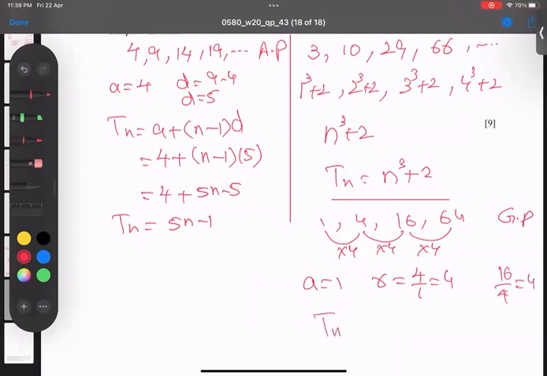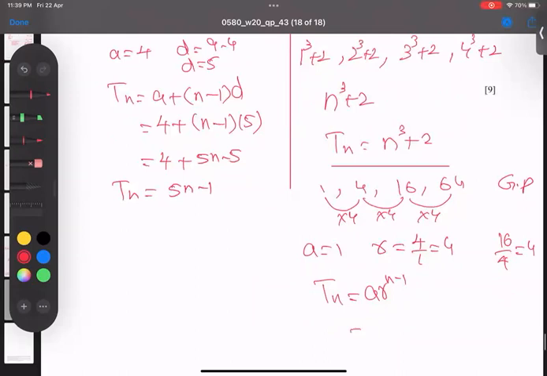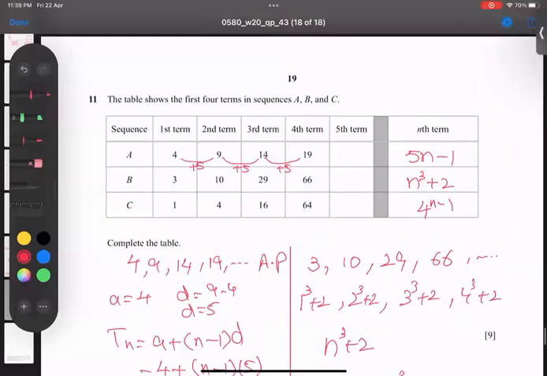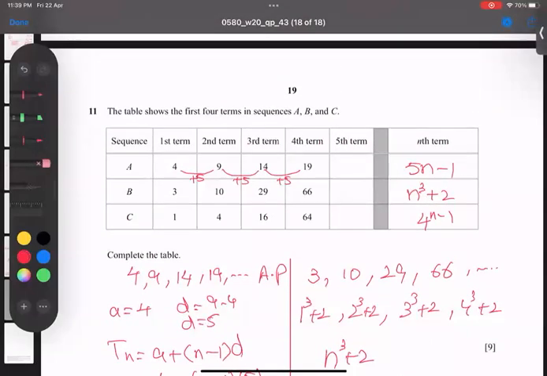So the formula is Tn is equal to a r to the power n minus 1. Replace a by 1 and r by 4, and n minus 1. 1, you write it or don't write it, no trouble at all. This is my answer. So I'm writing here 4 to the power n minus 1. How to get the fifth term? Put 5 here. Simply repeat again, put 5 here.